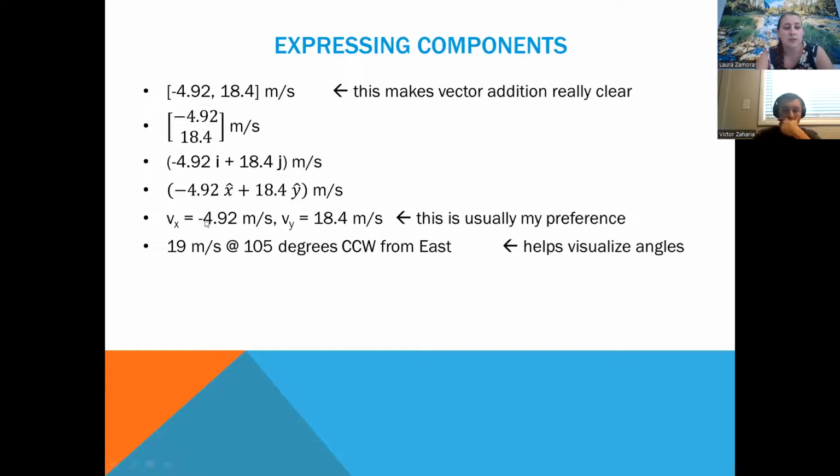Sometimes you'll see it written out kind of separately in this way. So the velocity in the x direction is negative 4.92 meters per second. The velocity in the y direction is 18.4 meters per second. I will use this notation in a lot of my example problems.